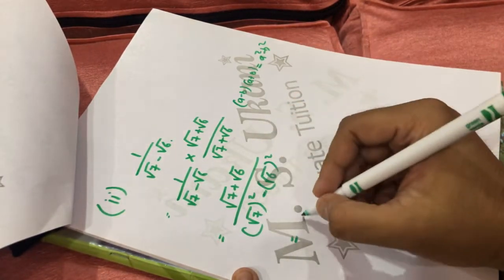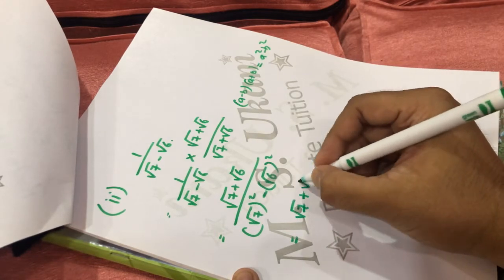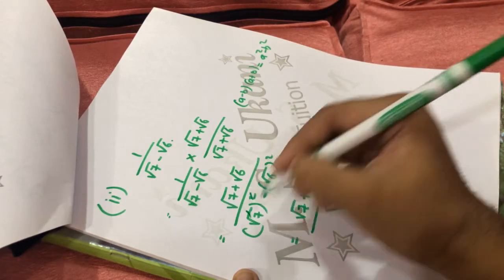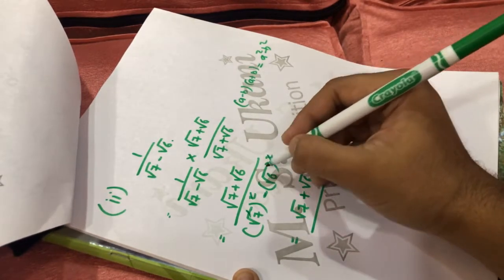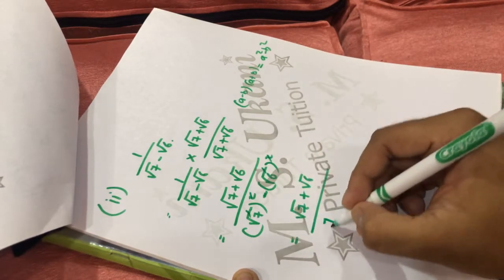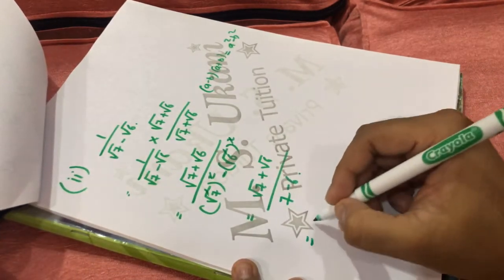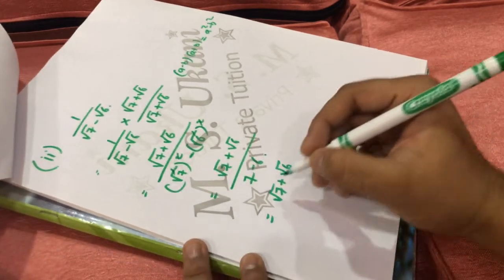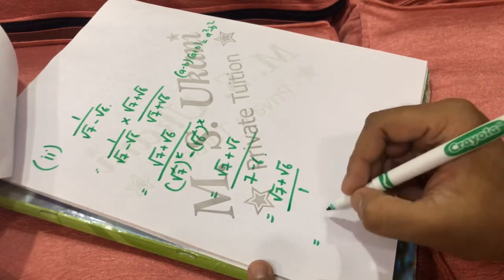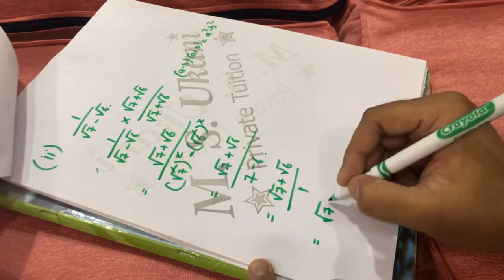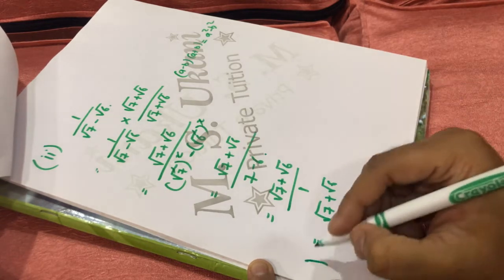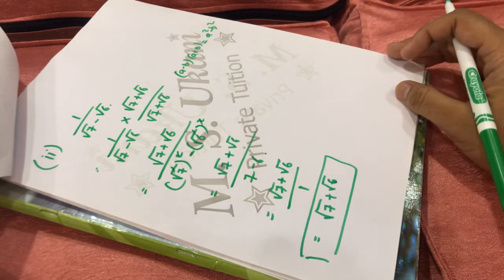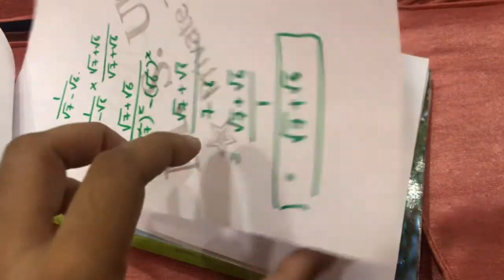Now again the numerator will not be solved because it is under root. Upon, here the square and root will be cancelled, and here also the square and root will be cancelled. So our answer will be 7 minus 6. So root 7 plus root 6 upon 1. So the final answer will be root 7 plus root 6. This is the second one. Now let us move to the third one.